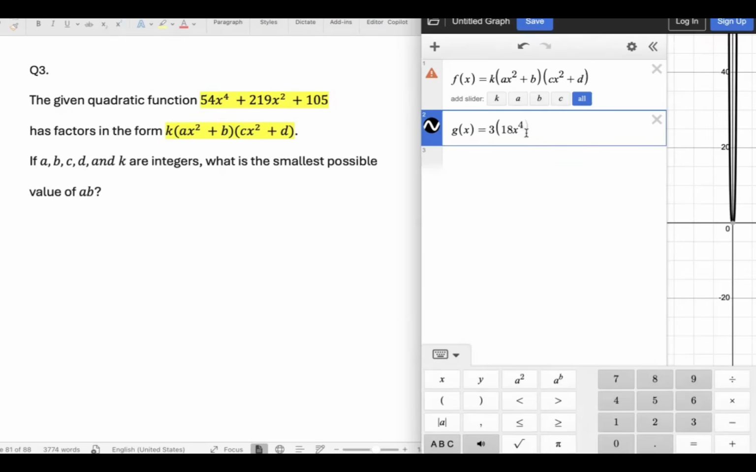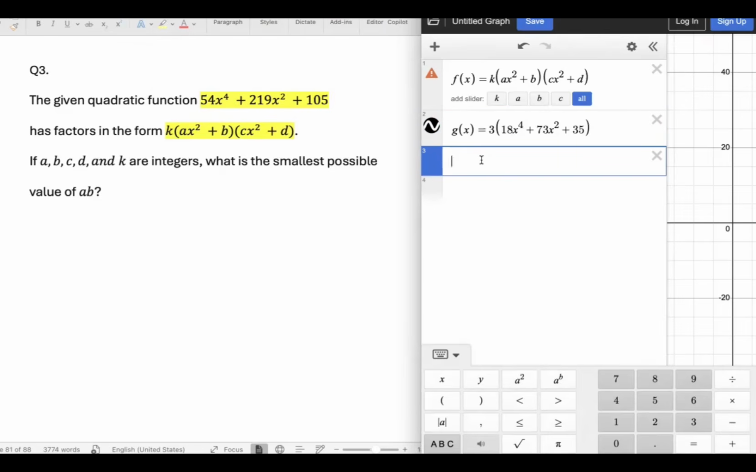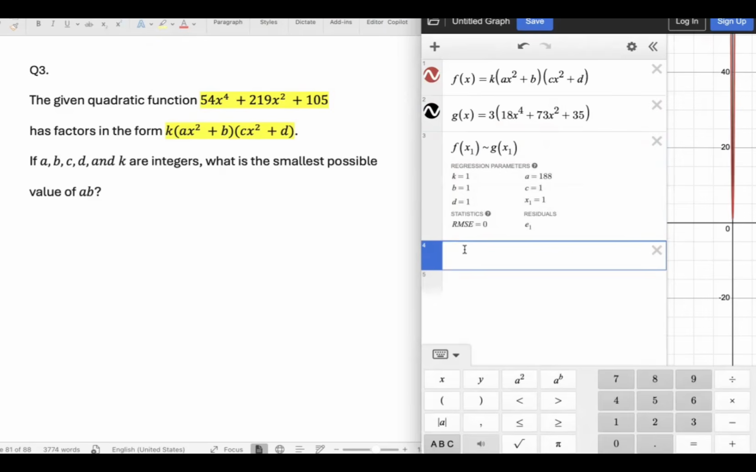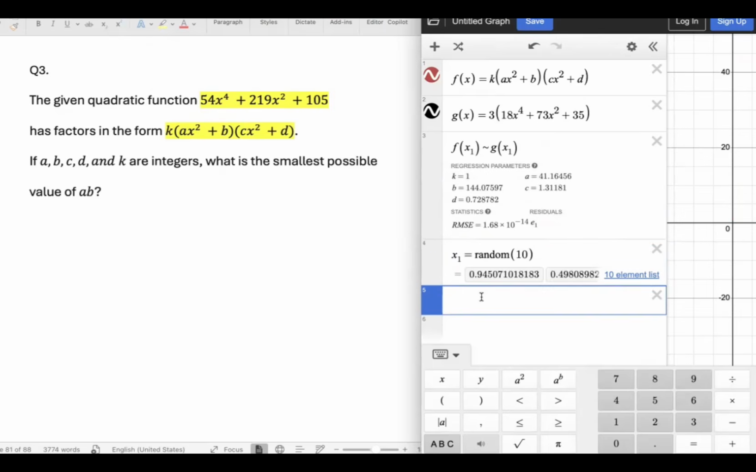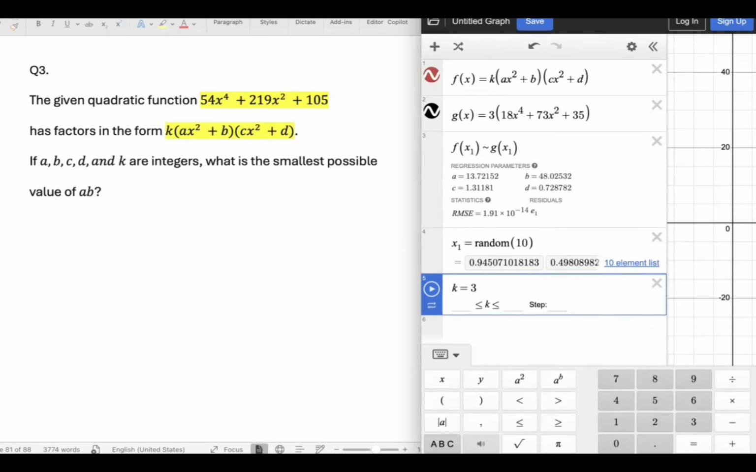That will keep Desmos from over-exaggerating and picking numbers that don't match up. You get 73s squared plus 35. This will make your calculation as easy as possible. Now, regress those two functions. Desmos is going to give you these numbers, but you know that x1 is limited. I'm going to pick random numbers of x, at least 10 of them. Now Desmos calculates all this, but I know k, I want k to be 3. Therefore, I put k to be 3.